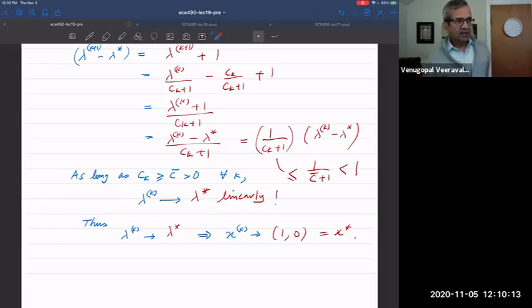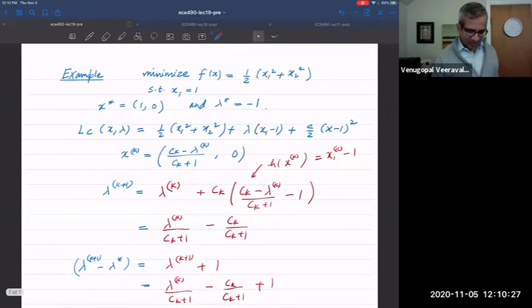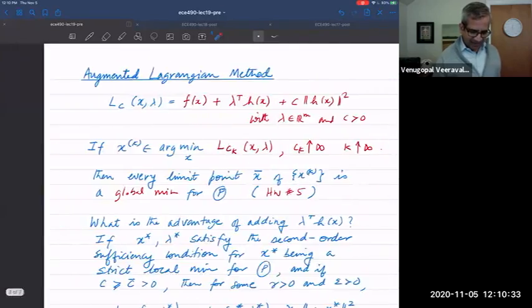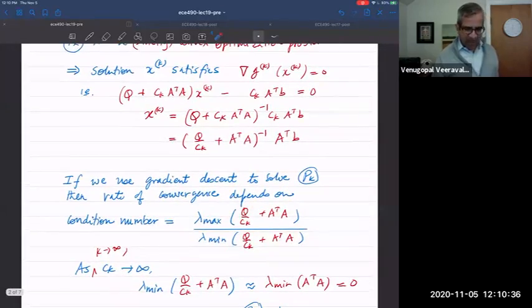But in practice, we don't want to do that because we don't want ck to go to infinity, because that might lead to problems with this optimization, right? The optimization to find xk. And we saw that in this example. We have ill conditioning when you're trying to solve for xk. So we don't care so much that lambda k goes to lambda star superlinearly as we care about this xk optimization being ill conditioned, right?